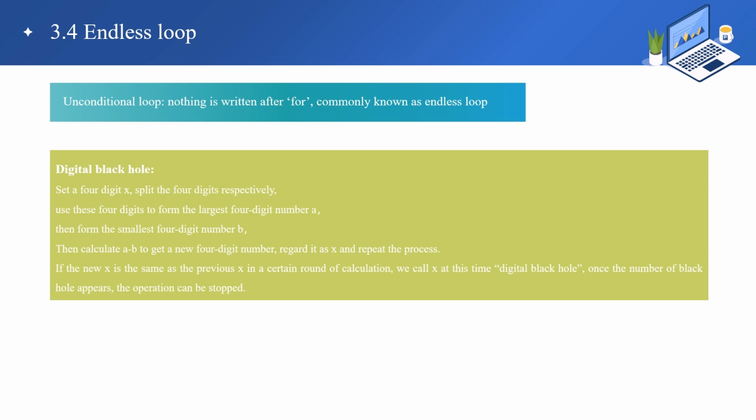If the new x is the same as the previous x in a certain round of calculation, it is obvious that, if the calculation continues, only the same x will appear, and it is meaningless to continue. We call x at this time, digital black hole. Once the number of black hole appears, the operation can be stopped.